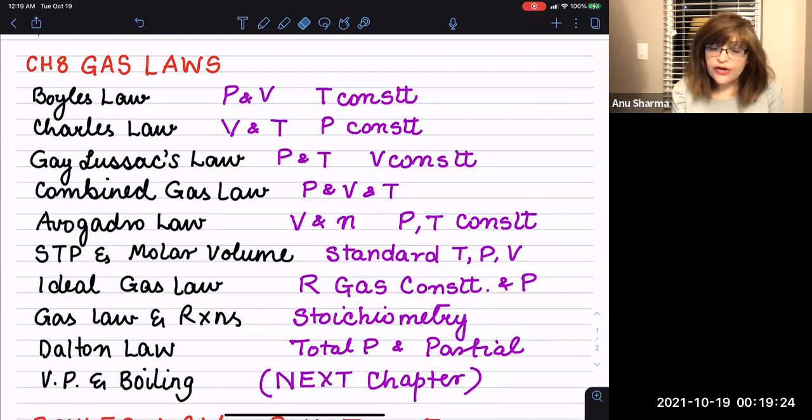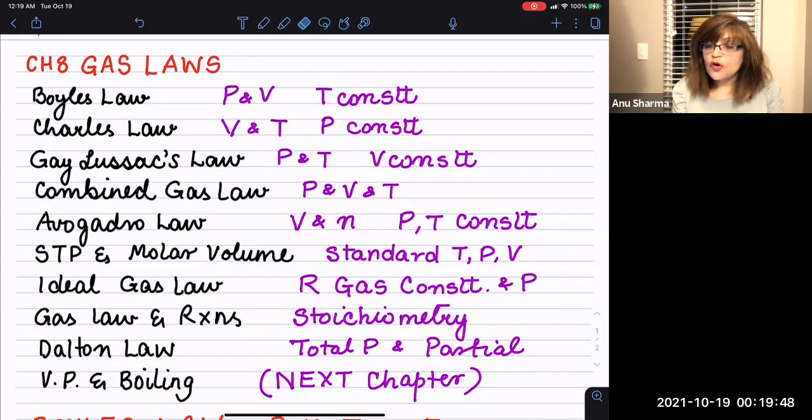So Boyle studied the relationship of pressure and volume, keeping the temperature constant. Charles studied the relationship of volume and temperature, keeping the pressure constant. Gay-Lussac studied the relationship of pressure and temperature, keeping the volume constant. And the combined gas law is basically combining Gay-Lussac's law, Charles's law, and Boyle's law into one formula.